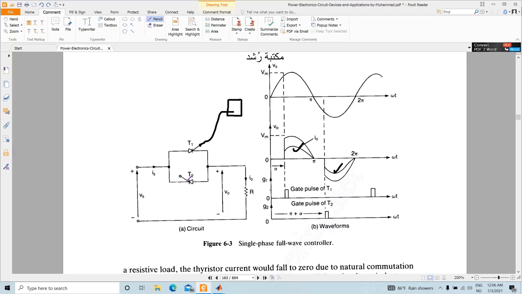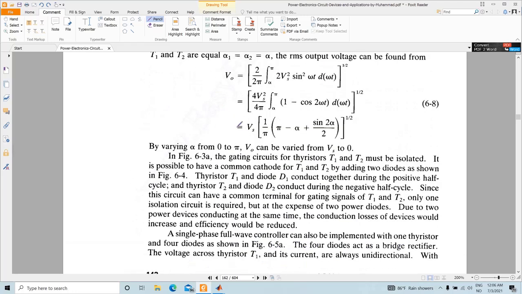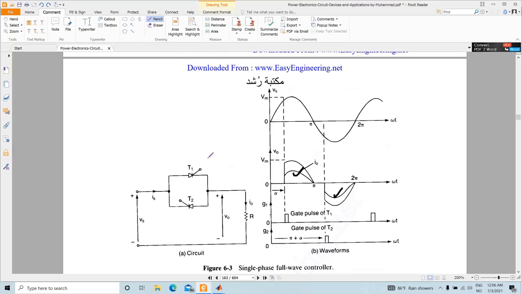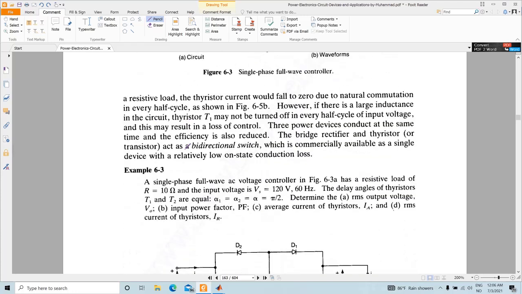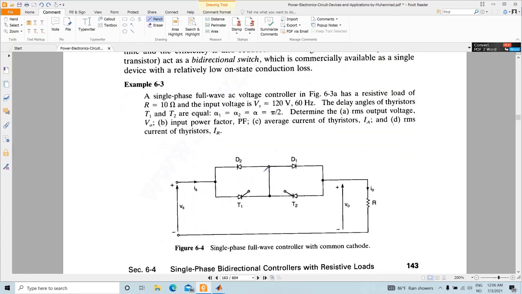And for that reason, you have to connect two different driving circuits here. So gating circuits of the thyristors must be isolated, and to avoid this complexity of the driving circuits, you can rearrange it in this way.